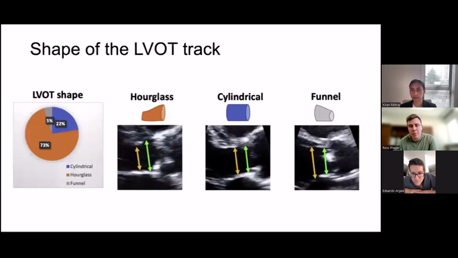And so my approach, if I am going to measure the LVOT diameter, in a perfectly cylindrical LVOT, I will try to measure the LVOT diameter about 0.5 centimeters, 5 millimeters, on the ventricular side of the valve. And that's typically where we're going to be placing our PW gate, so it all makes sense. In the case of these other hourglass or funnel shaped, I will often measure my LVOT diameter right at the base of the aortic valve.